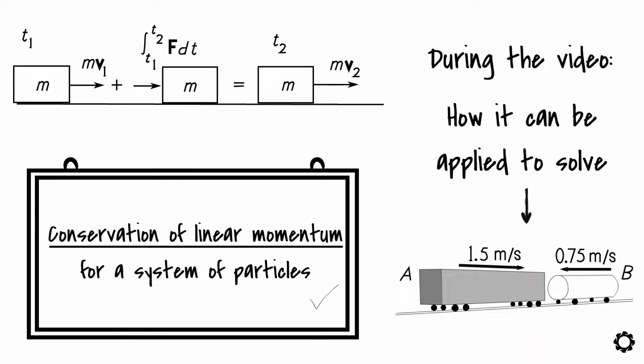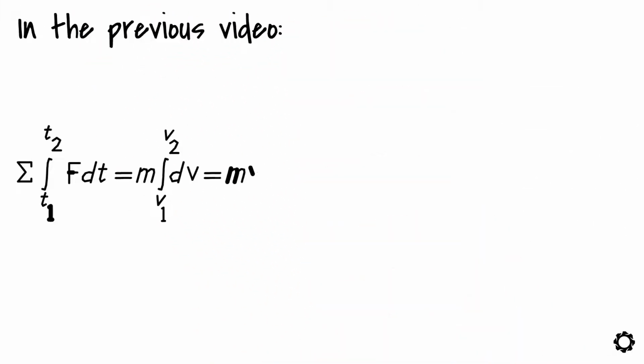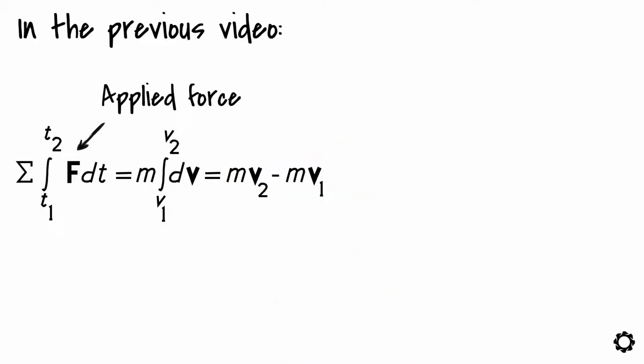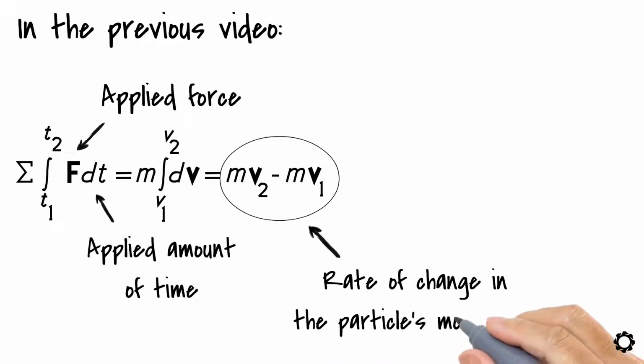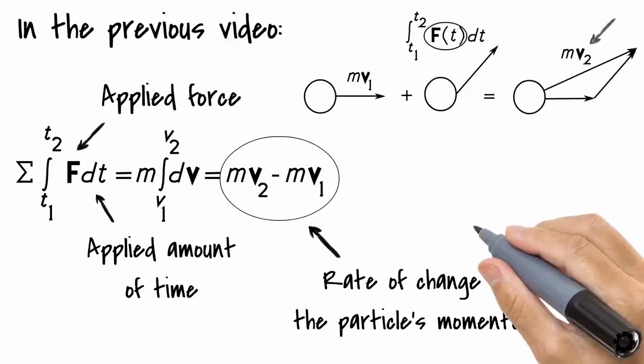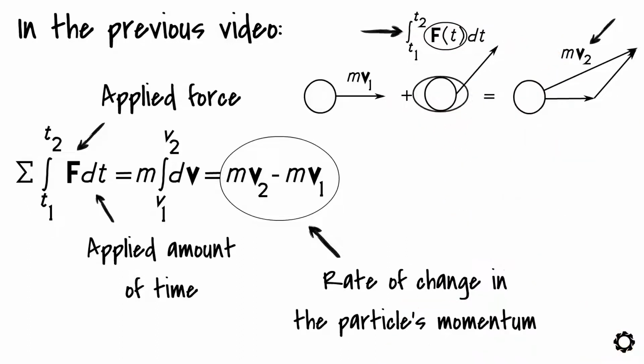Let's get started. In the previous video, we learned that an impulse, of which the magnitude depends on the magnitude of the applied force on the particle and the applied amount of time, can cause a rate of change in the particle's momentum. In other words, the particle gains velocity because of the applied force, and this velocity is also dependent on how long the force is applied on the particle.